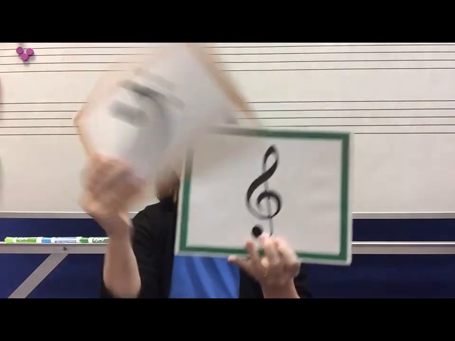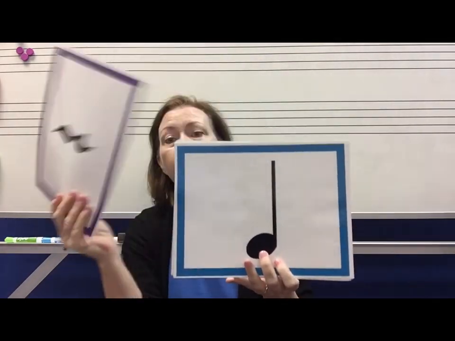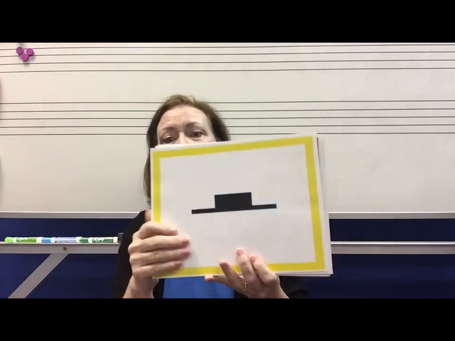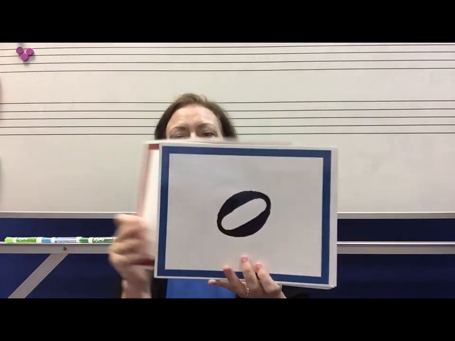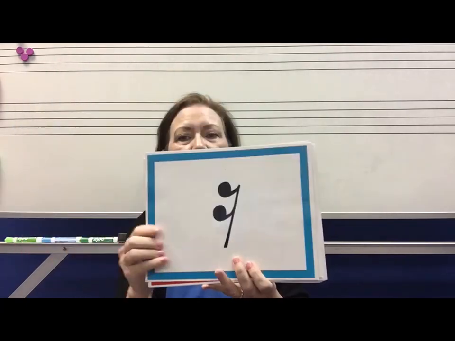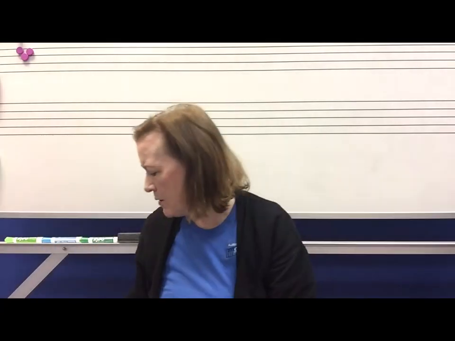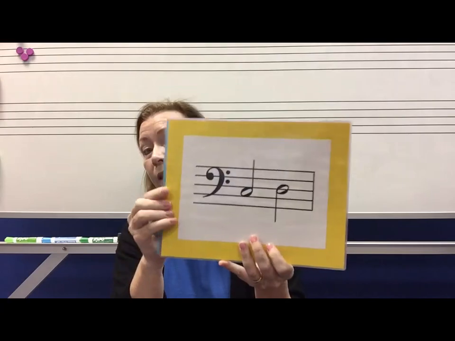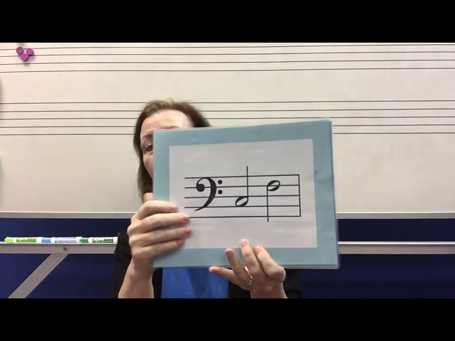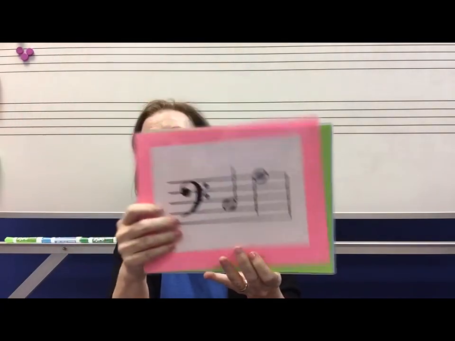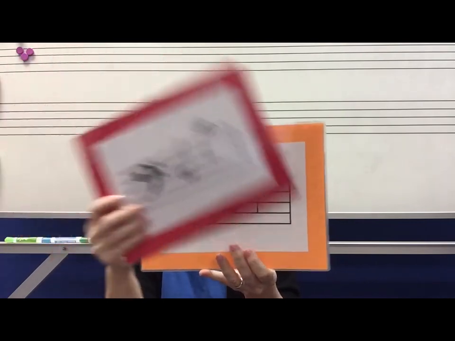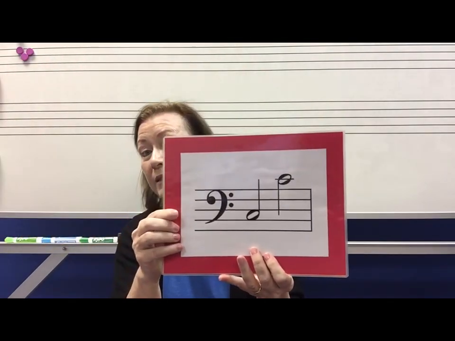We're going to start with our flashcards of treble clef, bass clef, quarter note, quarter rest, half note, half rest, dotted half note, whole rest, eighth note, eighth rest, 16th note, 16th rest, sharp sign, flat sign. And our intervals are played one at a time, so they are melodic second, melodic third, melodic fourth, melodic fifth, melodic sixth, melodic seventh, melodic eighth, or octave.